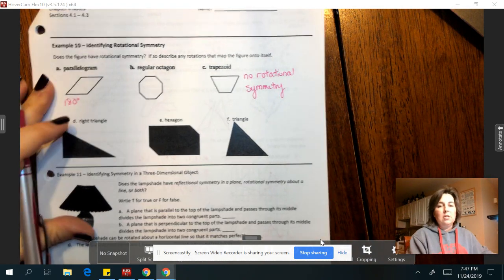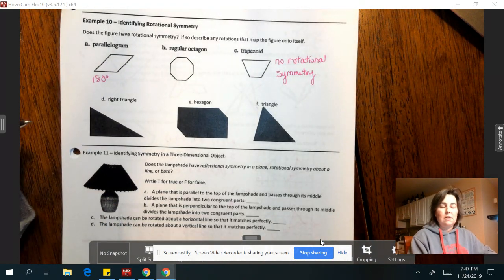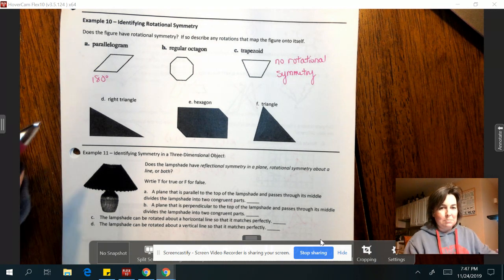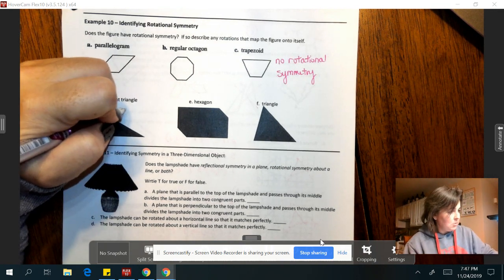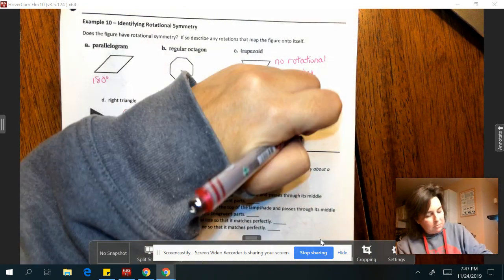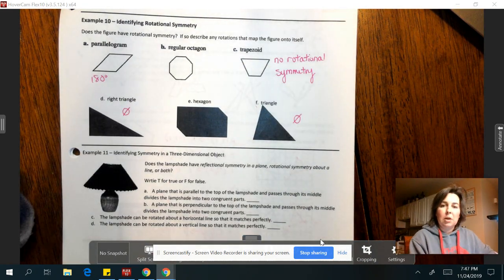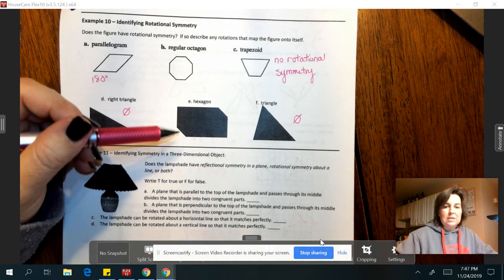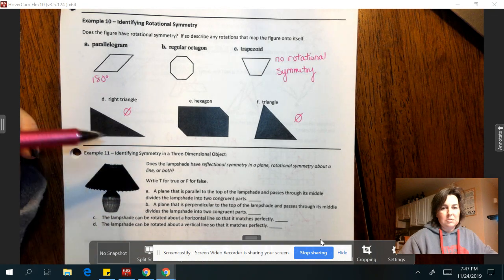Okay, and on the bottom there are 2 answers that have no rotational symmetry. Can you tell which ones they are? It is both of the triangles. So I'm just going to put empty sets for both of those instead of writing no rotational symmetry. There is no answer.